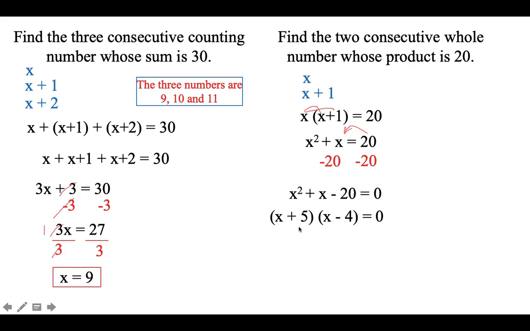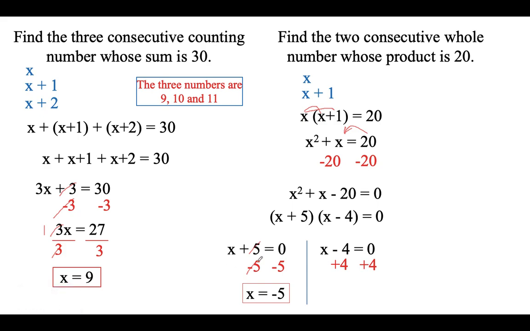To find the values of x, we will equate each binomial to 0. So x plus 5 equals 0, then x minus 4 equals 0. Let's start finding the value of x on the left side. Add negative 5 to both sides. 5 plus negative 5 is 0, x is left alone, and 0 minus 5 is negative 5. On the other side, the same process. We want x to be left alone, so we add 4 to both sides so that this becomes 0. So 0 plus x is x, then 0 plus 4 is 4.